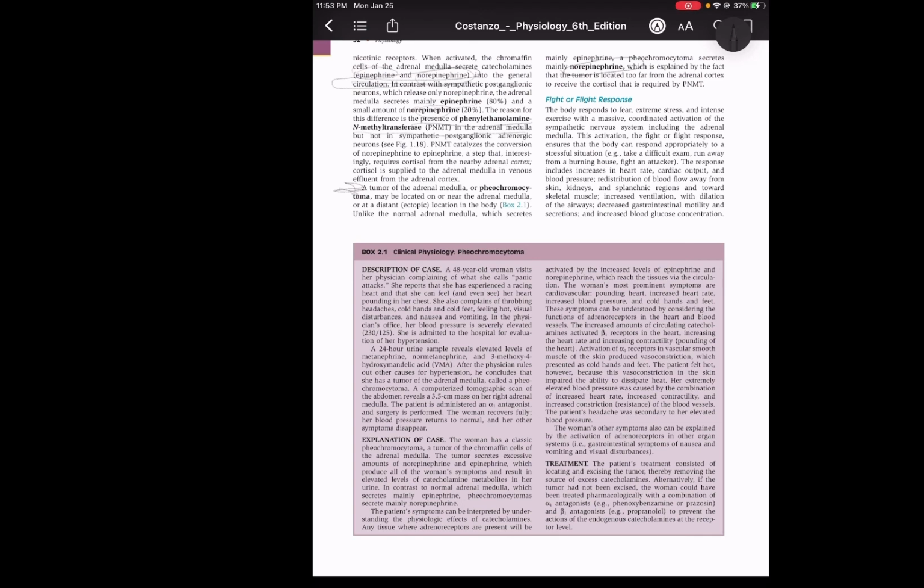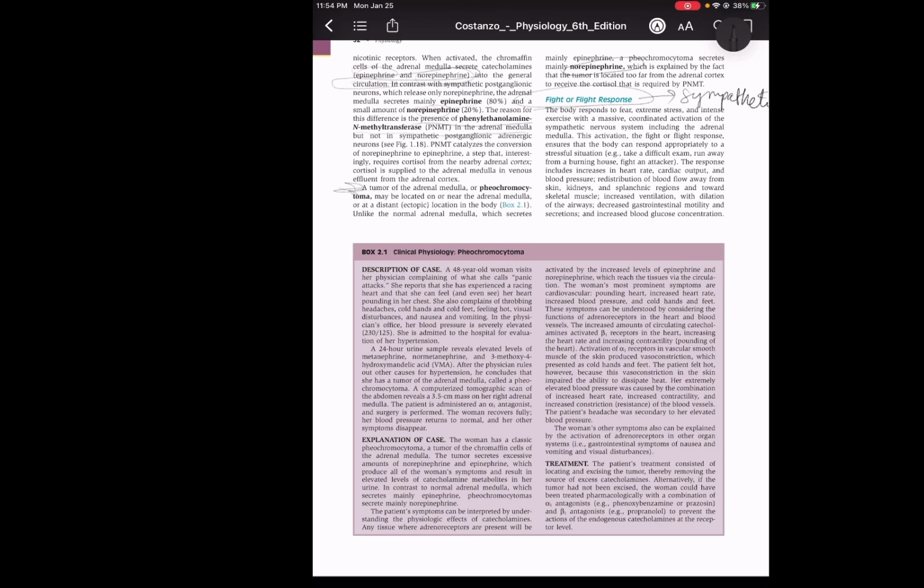Then I told you about the fight or flight response, that is sympathetic. They're actually explaining it. What is the fight or flight response? That is the sympathetic nervous system response. It is when the body responds to fear, extreme stress, and intense exercise with a massive coordinated activation of the sympathetic nervous system, including the adrenal medulla. The fight or flight response ensures that the body can respond appropriately to the stressful situation, like taking a difficult exam, running away from a burning house, or fighting an attacker.